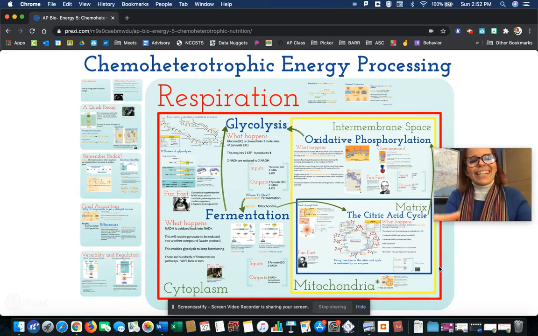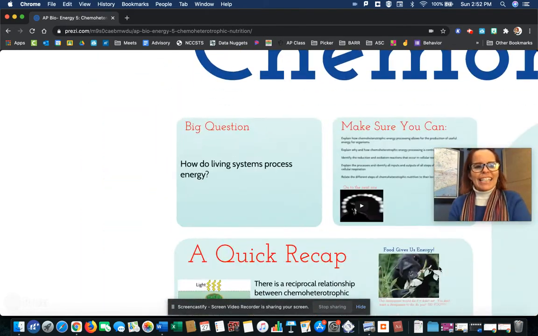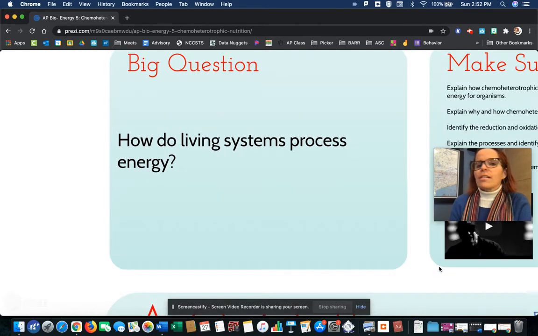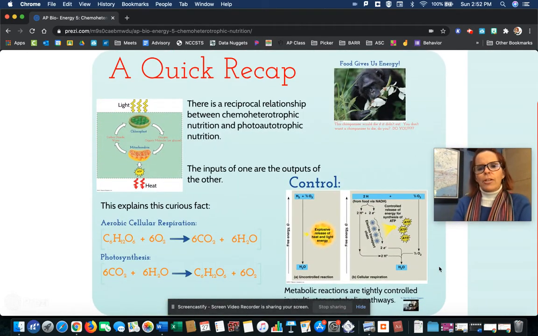Chemoheterotrophs need to eat in order to gain their energy. So we're talking about cell respiration that's happening in organisms that can't do photosynthesis. All right, so let's move on and take a look. Big question, how do living systems process energy is what we're going to be looking at today.